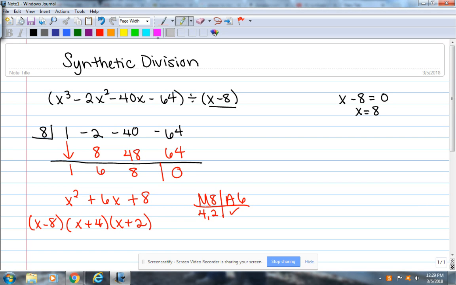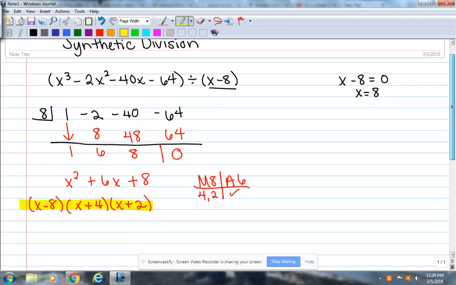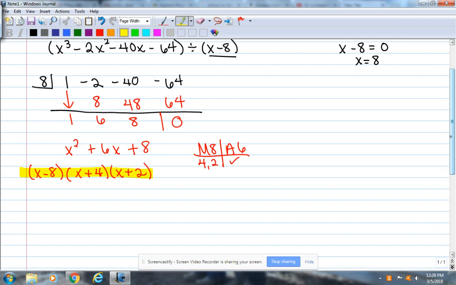So all three of these are the factors for the polynomial x to the third minus 2x squared minus 40x minus 64. Now, if they ask you to find all the factors, that's what you would do. If they ask for all of the solutions or all of the zeros or all the roots for the polynomial, what you'll do is take all of those factors and set them each equal to 0.